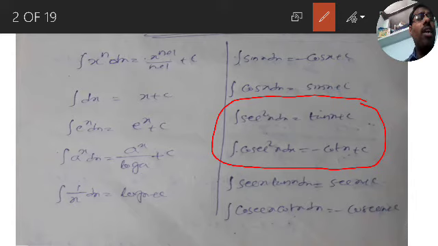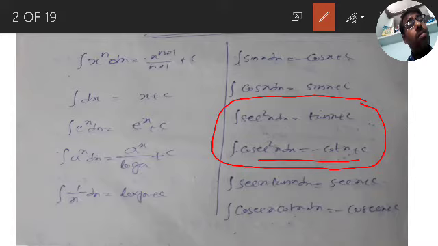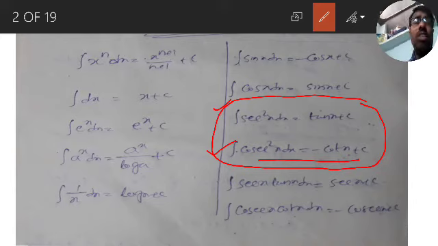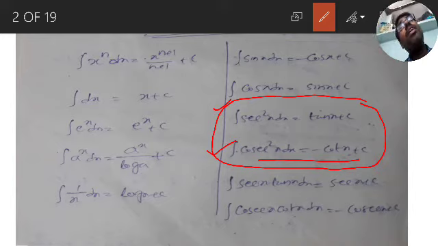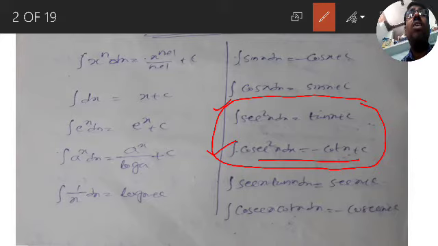Now you have integration of cosec square. What about cot square? Integration of cot square x, in place of cot square you can write cosec square x minus 1. What about integration of sin square and integration of cos square? Sin square theta is equal to 1 minus cos 2 theta by 2, and cos square theta is equal to 1 plus cos 2 theta by 2.